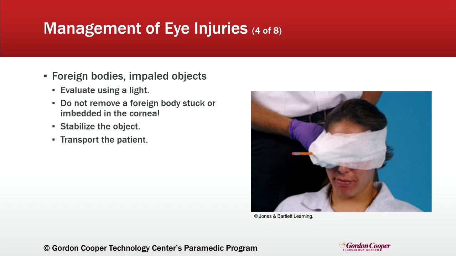If a foreign object is impaled in the eye, don't attempt to remove it at all. Instead, stabilize the object and cover the eye with a moist, sterile dressing. Or you can place a cup or other protective barrier over the object and secure it in place with a bulky dressing. You must cover the unaffected eye to prevent further damage from sympathetic eye movement and transport the patient immediately to the hospital.